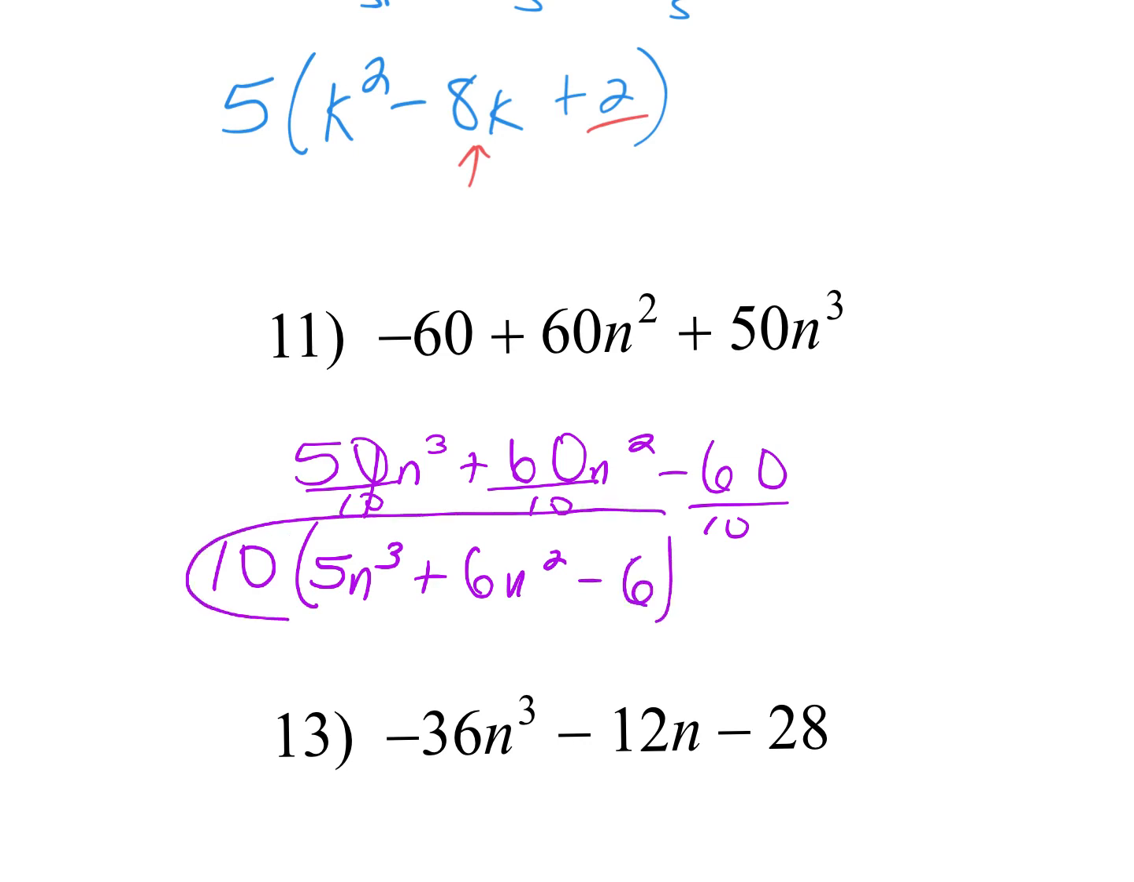How come I couldn't take an n out? Good. The negative 60 doesn't have one. It has to be in every single term in order for you to factor it out.